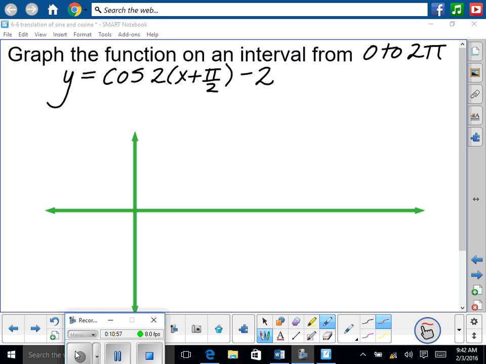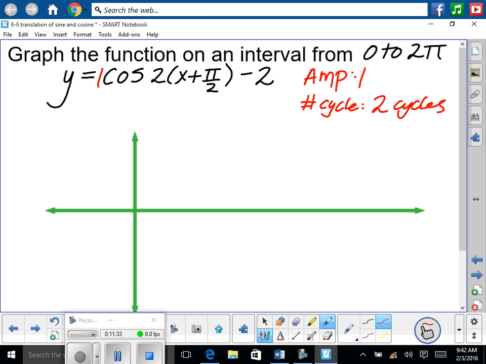We're going to graph this function on an interval from 0 to 2 pi. So first of all, I go through and find my amplitude. What's my amplitude? Remember, amplitude was multiplied in front of cosine, right? So my amplitude is 1. Does everybody see how the amplitude's 1? Now the next thing I look at is the number of cycles from 0 to 2 pi. Remember, that's what's multiplied in front of the x. Do you see we have a 2 multiplied in front? So we're going to have 2 cycles from 0 to 2 pi.